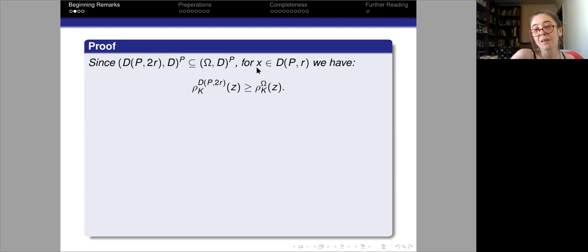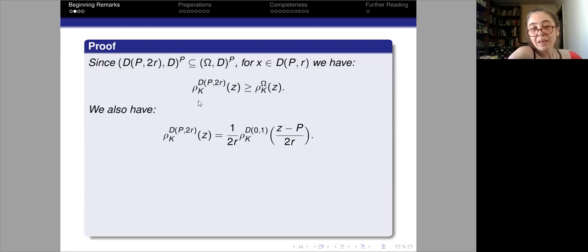for z in D(p,r), there's a typo there, we have that the Kobayashi metric on this disk is greater than or equal to the Kobayashi metric on omega. And we also have the Kobayashi metric on the disk D(p,2r) to be equal to 1 over 2r times the Kobayashi metric at the unit disk, but the value we take here is (z minus p) over 2r. Remember that we do this by finding a map from the disk with center p and radius 2r to the unit disk.